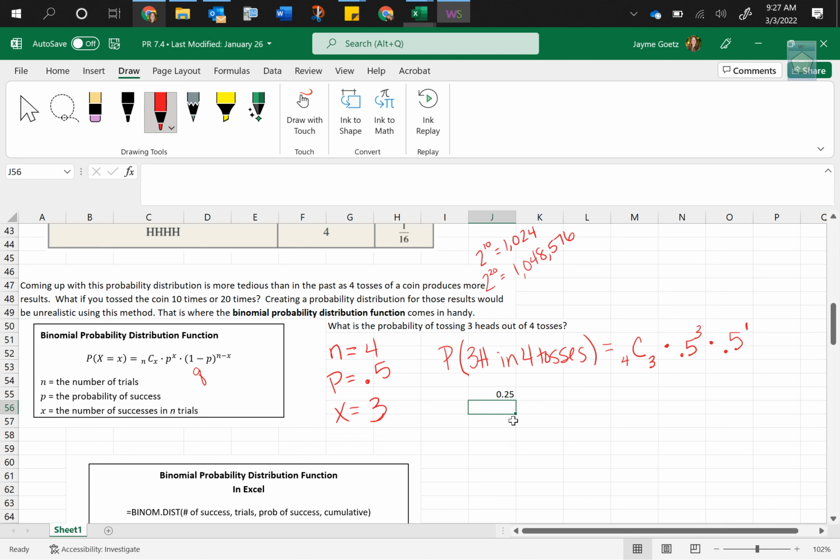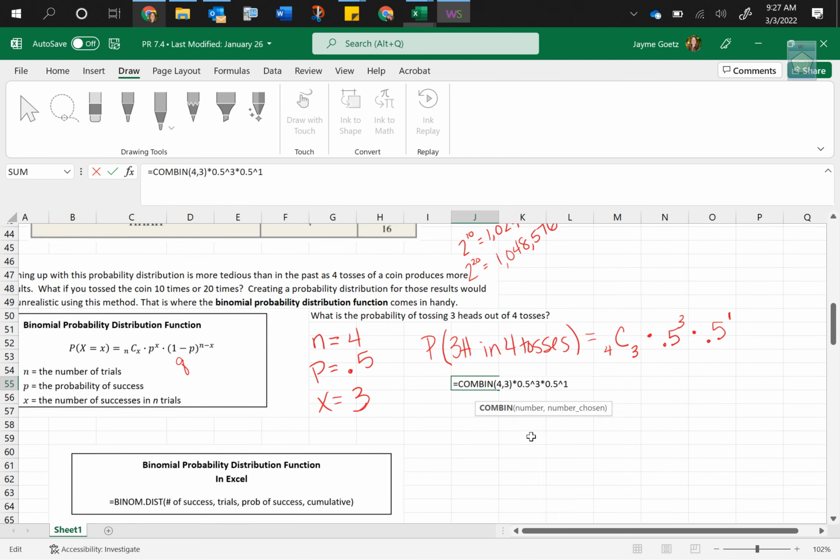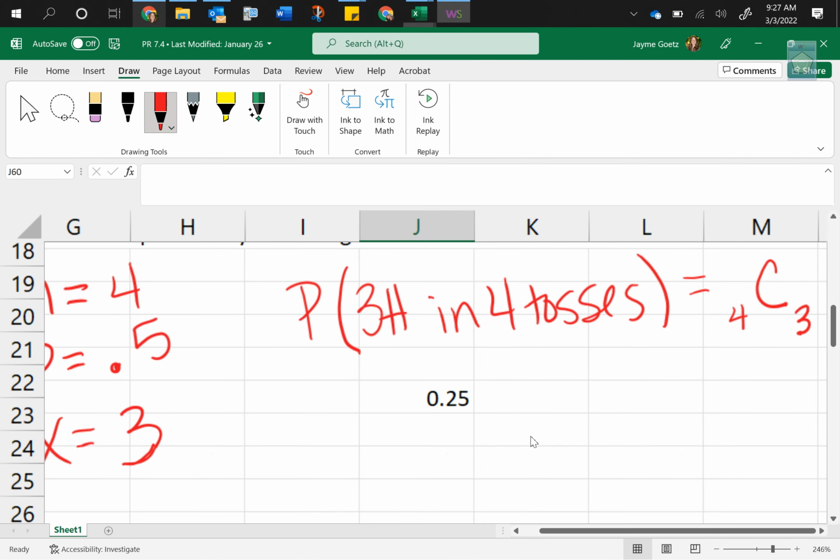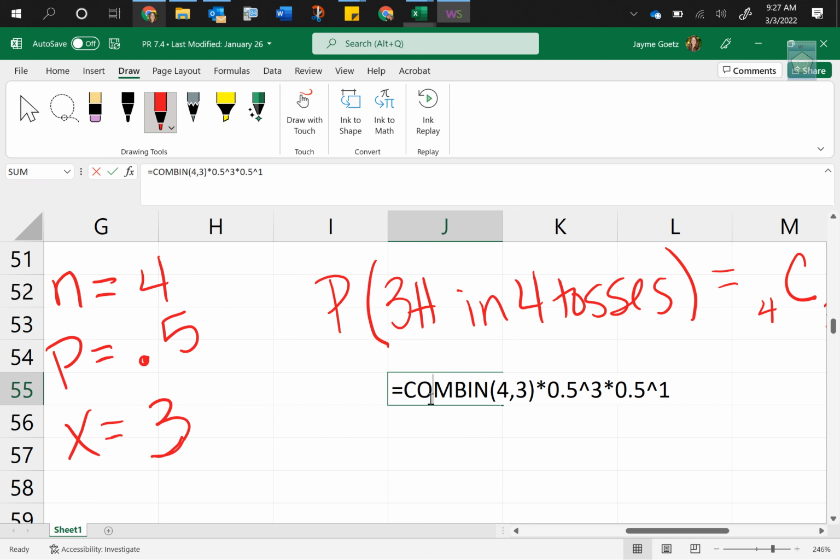Okay? Do we need a second to catch up? Okay. Do you need me to click on it so you can see my formula again? Oh, there it is. Combination 4 choose 3 times 0.5. I wonder if I can double click it so you can see it bigger here. There you go.